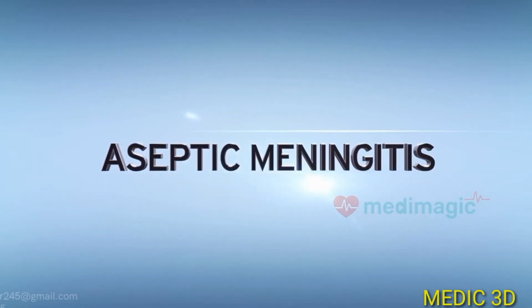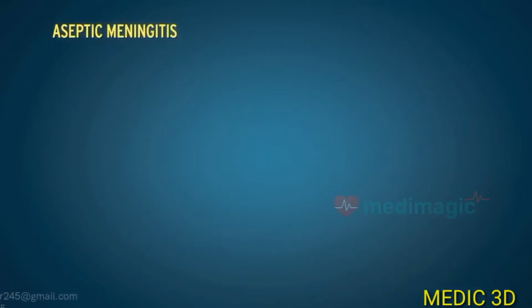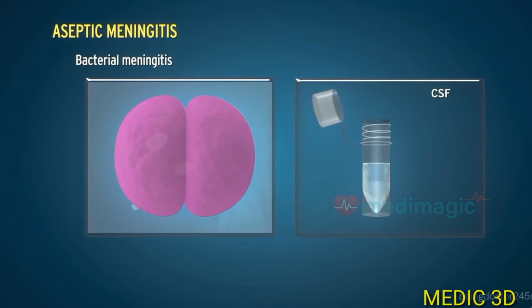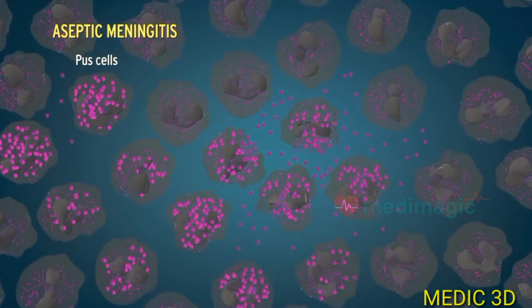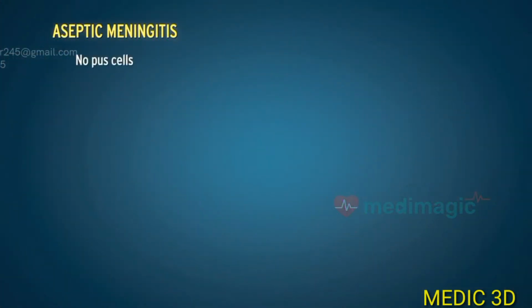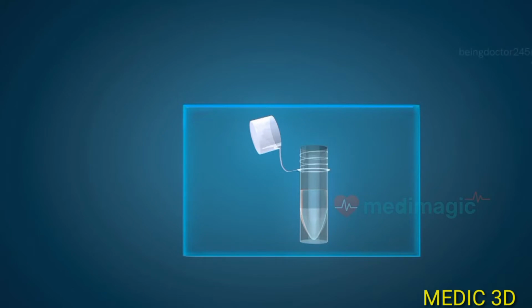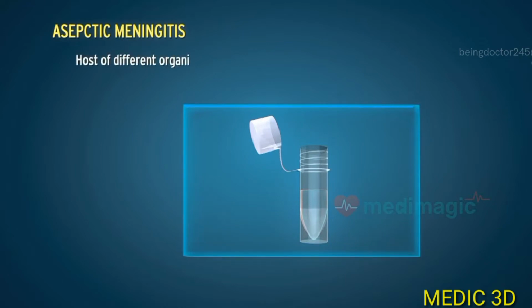Aseptic meningitis. We know that in cases of bacterial meningitis, the CSF collected will appear turbid due to the presence of pus cells. Understandably, if there are no pus cells in the sample, the CSF will appear clear. This type of meningitis is known as aseptic meningitis and can be caused by a host of different organisms.